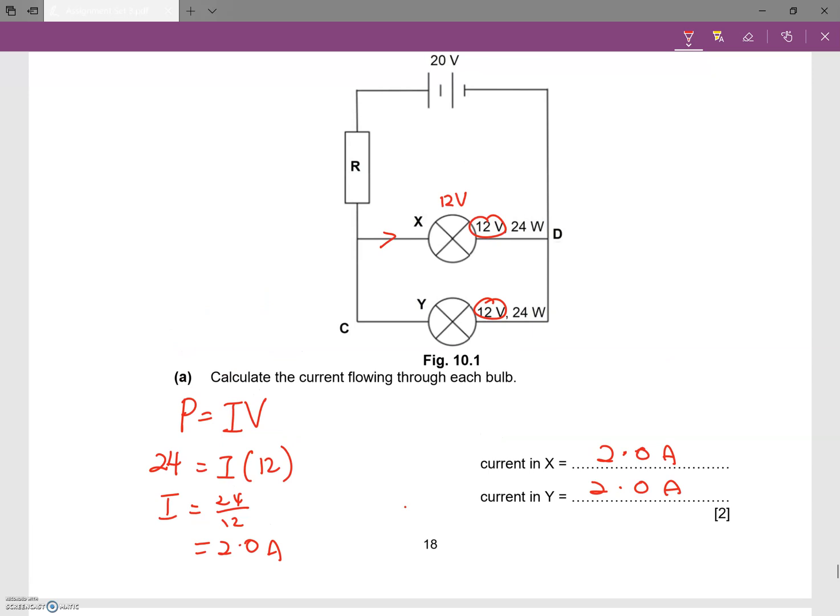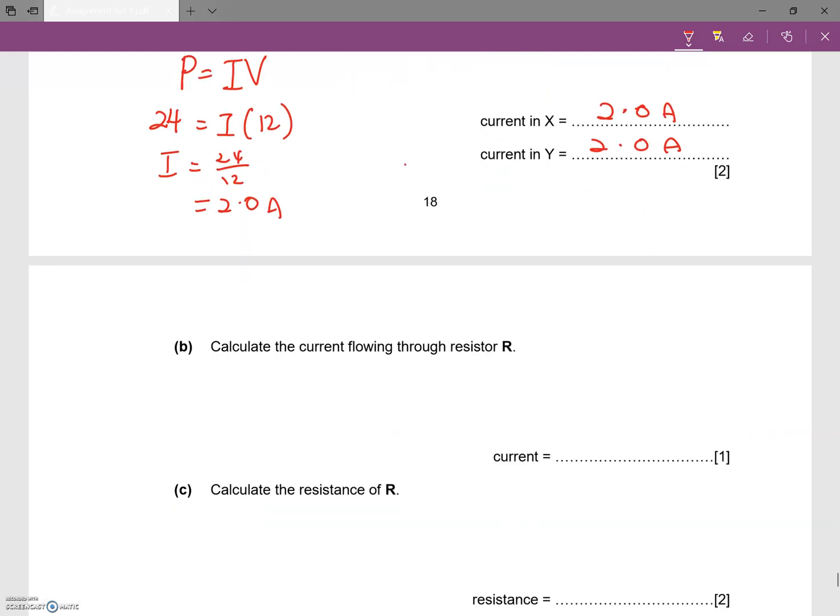Next one, calculate the current flowing through resistor R. If I know the current coming here is 2.0 ampere, and the current coming here is 2.0 ampere, what will be the current here? Current flows out from the source, goes through resistor R. When it reaches here, it will split. And 2.0 here, 2.0 here means that the current flowing through R before it splits to X and Y will be the sum of them. So the current across R is the current across X plus the current across Y. This means 2 plus 2, so it's 4.0 ampere.